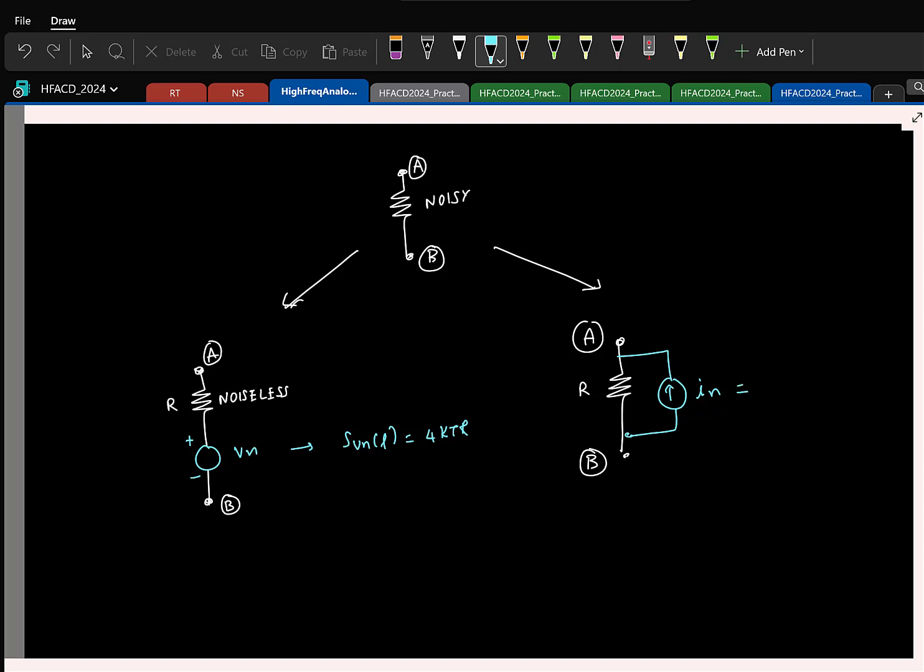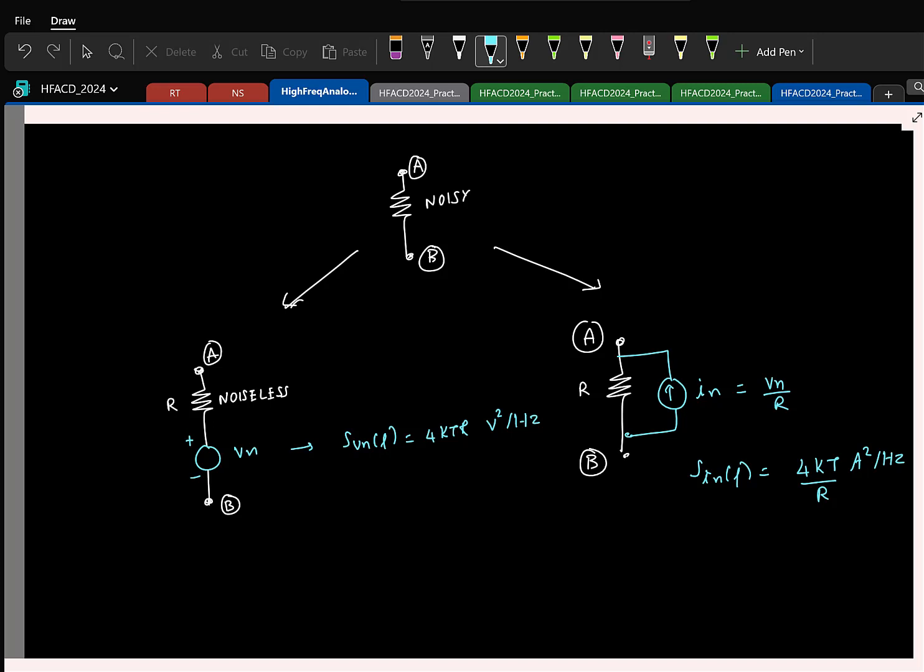So what is the value of In in terms of Vn? Vn by R. So if I look at the power spectral density, what is that? It will be 4kTR by R square, so it's 4kT by R. So much ampere square per hertz. So this is volt square. Okay.